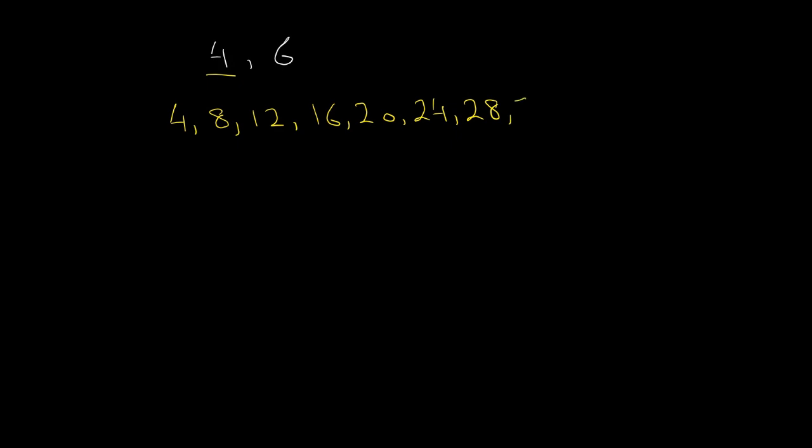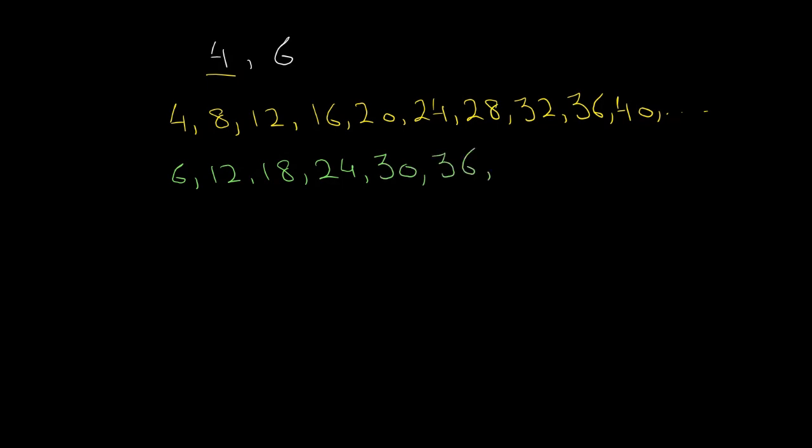28, 32, 36, 40, goes on. If I look at the 6 times table, I'm going to get 6, 12, 18, 24, 30, 36, 42, 48, and then it just goes on. So now these are the multiples of 4 and these are the multiples of 6.